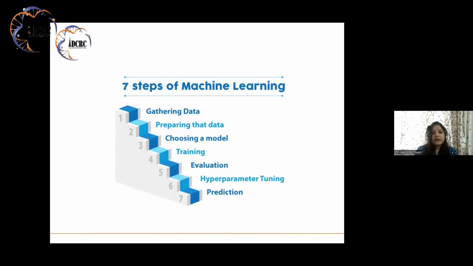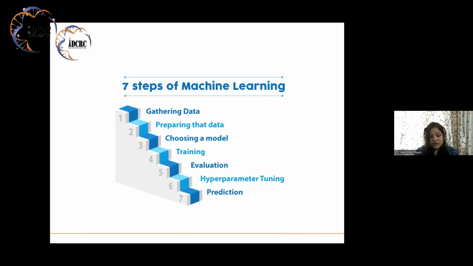Then there are basically 7 steps of machine learning. First is the gathering of the data. Second is the preparation of the data, in which we clean our data by removing the duplicates or filling the missing values. Then once we have good quality data, we choose a machine learning algorithm to train our model. Once we have trained our model with the provided data, then we evaluate our model with respect to the accuracy and its predictability. And if we don't get accurate results, then we perform the hyperparameter tuning.